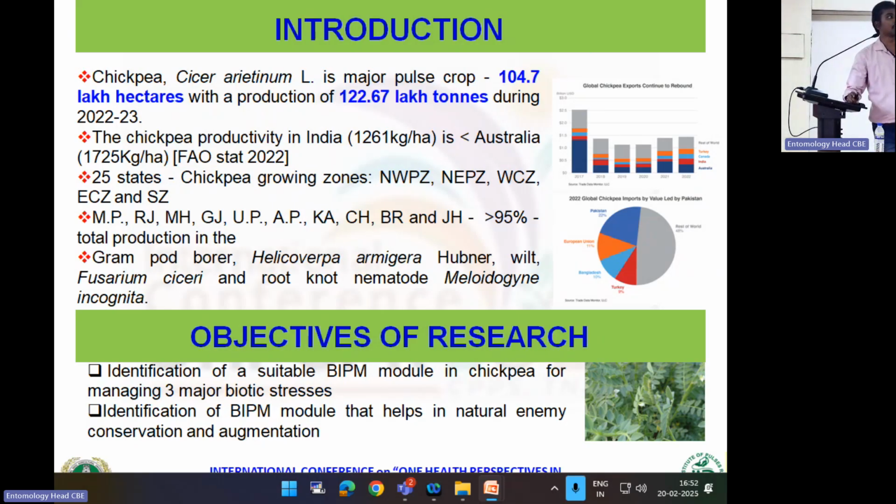And 95% of the chickpea production comes from Madhya Pradesh, Rajasthan, Maharashtra, Gujarat, UP, Andhra Pradesh, Karnataka, Chhattisgarh, Bihar, and Jharkhand. And in all these regions, the major pests are gram pod borer, fusarium wilt, and root knot nematode. These 3 are the major constraints in increasing chickpea productivity in India, in all the zones majorly.